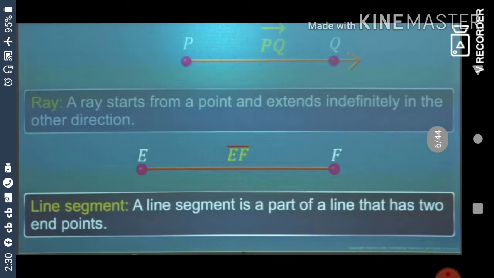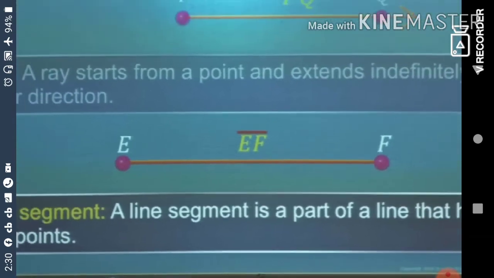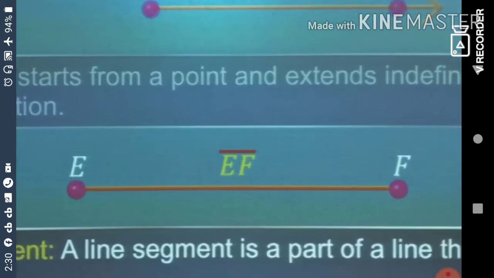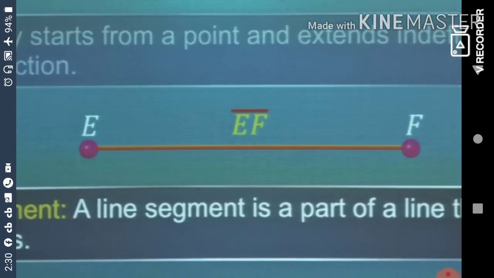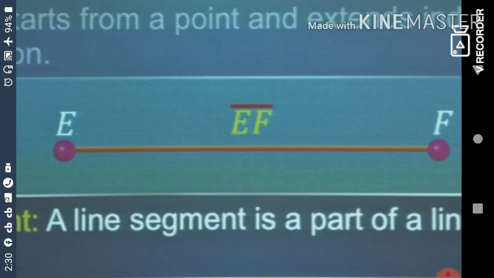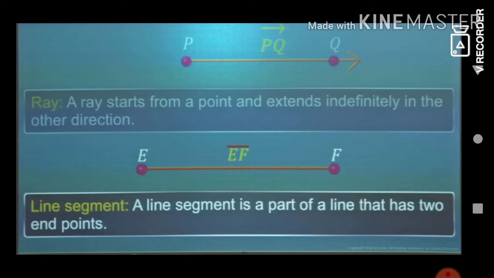Now comes line segment. Now we're talking about line segment. We can say a line segment is a part of a line only. And it has how many endpoints? 2 endpoints. On the other hand, a line has no endpoint, but a line segment has 2 endpoints, endpoint E and endpoint F, as you can see here. And what is the symbol? A simple line like this. This is the symbol of line segment. I hope it is clear.